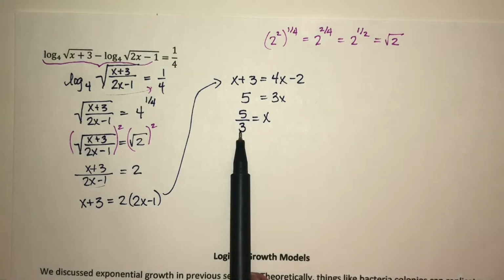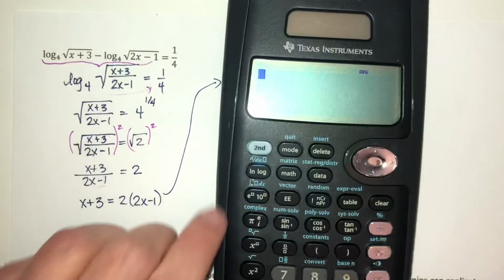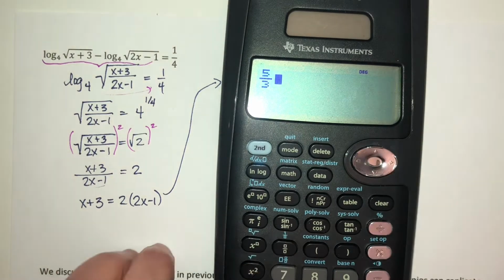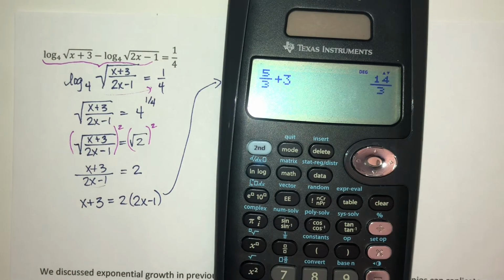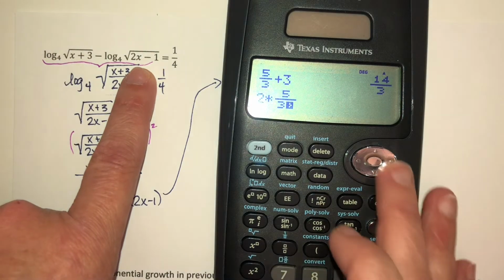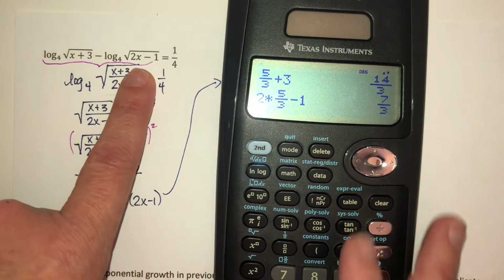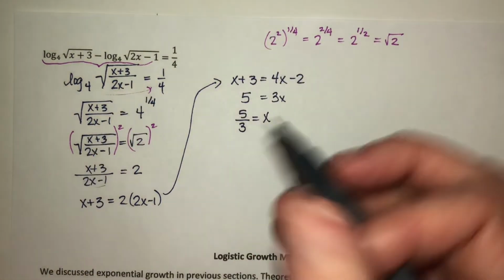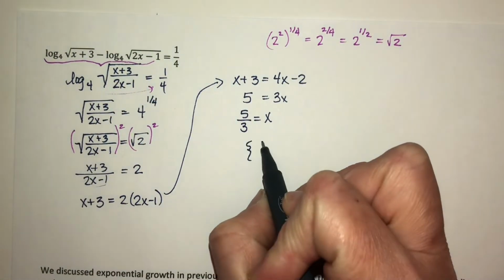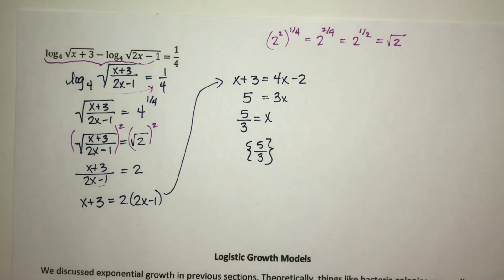Now, if I have 5/3 plus 3, I'd be taking the square root of 14/3. That's a positive number. It's okay. And then 2 times 5/3 minus 1 also gives me a positive number. So it is in the domain, and 5/3 is the solution to this equation.